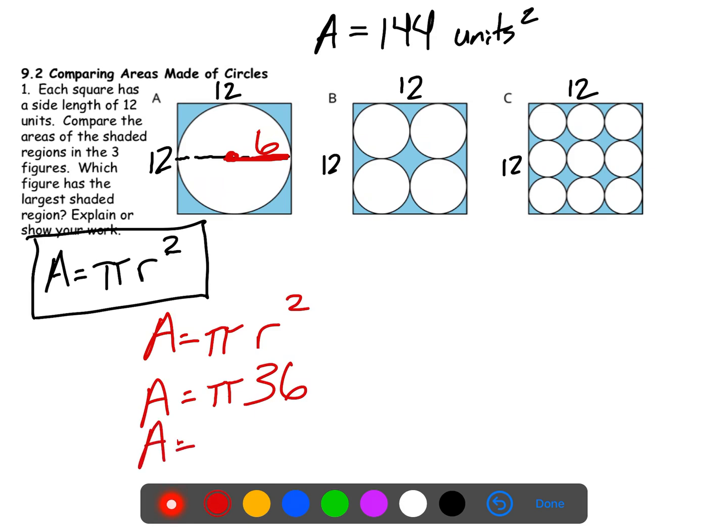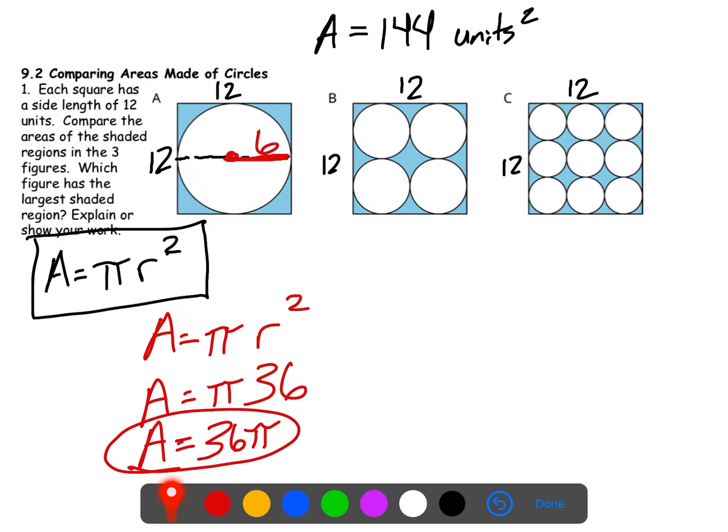So we'll write this, instead of using 3.14, we'll write it as 36 pi. That is our exact area of this circle up here in figure A. Because we're giving our answer in terms of pi, we're done. That's our answer. So that circle has an area of 36 pi. Now, let's look at the rest of them and see how they compare.